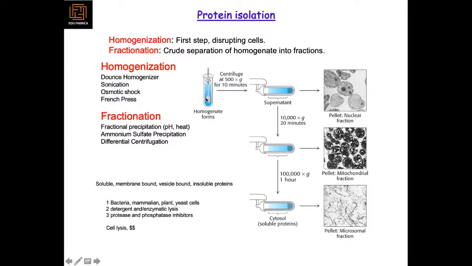Basically you have a homogenate in a tube, and you centrifuge at 500 G for 10 minutes. In the pellet you will have the nuclear fraction. Then you take the supernatant, the top part, and centrifuge at 10,000 G for 20 minutes. You will see a pellet with the mitochondrial fraction. And at 100,000 G for 1 hour, you will have a microsomal fraction.